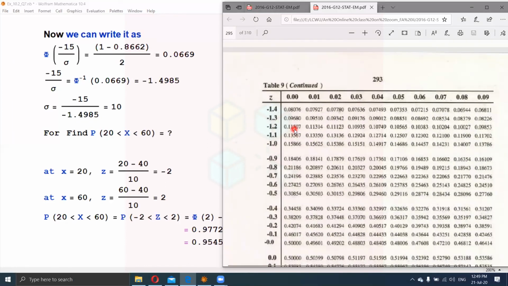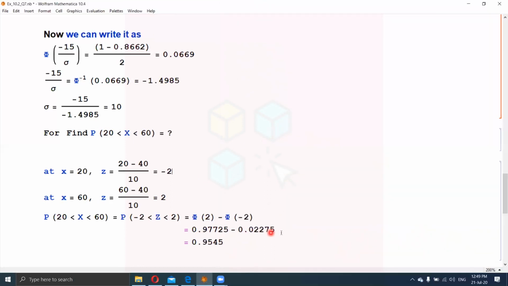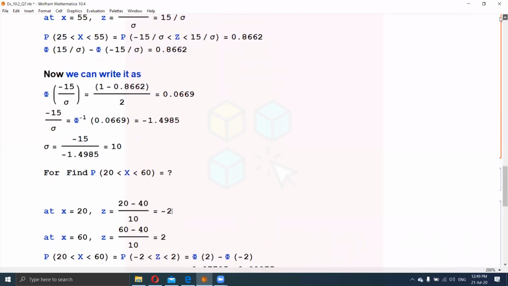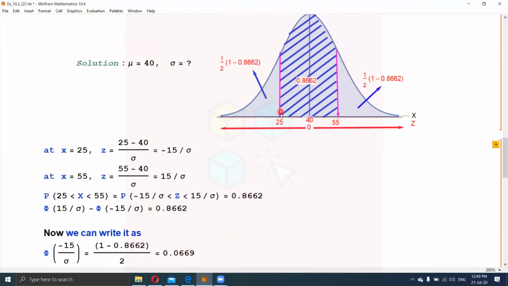It's on the first page, this one, minus 2. So its value is 0.02275. Using this value, 0.02275, we will have the answer: the probability between 20 and 60 is 0.9545. And you can observe from this figure that the area between 25 and 55 is given as 0.8662.